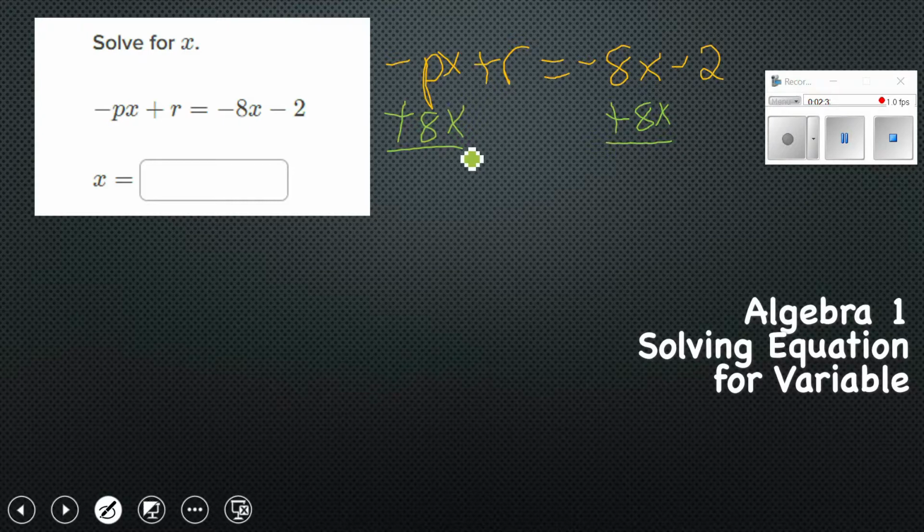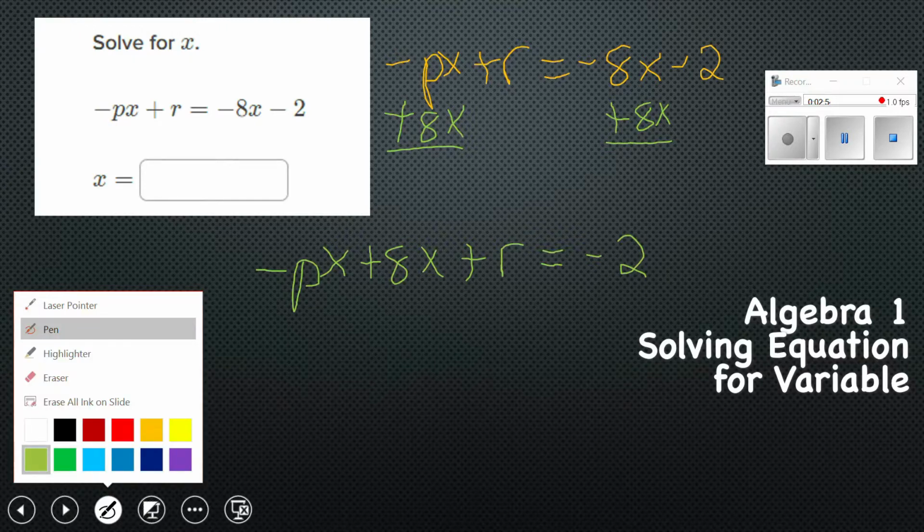All right, so let's rewrite this now. So we have on the left side negative px plus 8x. And we still have a plus r sitting there. And then on the right side, we have a negative 2. Okay, so we're getting closer. We have our x's on the left side all together. Now notice we can't add those two terms together.